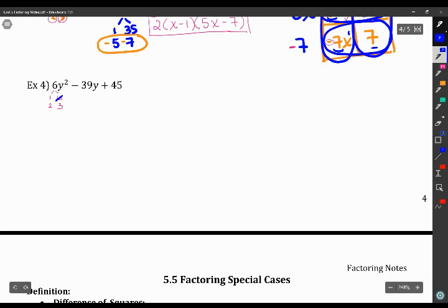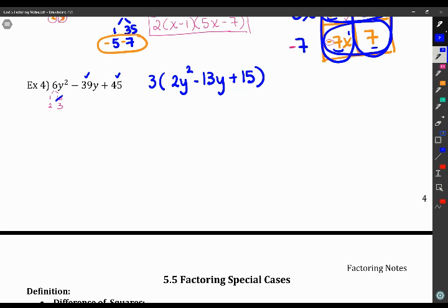When I look at 3, 3 does go into 39, and when I look at 3 and 45, if you're not sure, you can check it, but it does go in. And so we're going to take a 3 out. So when I take the 3 out, I'm left with 2y squared minus 13y, and then plus 15. And all I did was divide everything by 3.